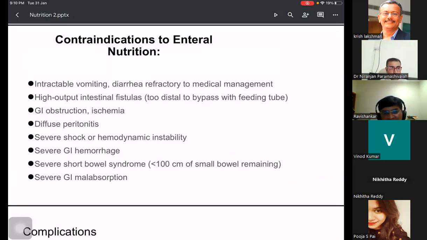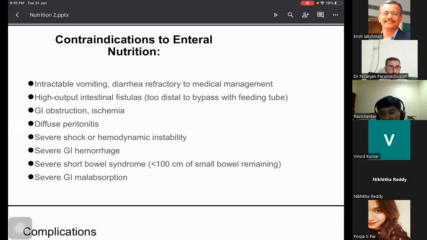The other thing is, short bowel syndrome is not a contraindication to enteral nutrition. What happens is that because of the short bowel, whatever you are going to give will not be sufficient. So you will have to supplement with TPN. And if you continue feeding, there is adaptation of the bowel, and the amount of TPN support that you require will keep coming down.